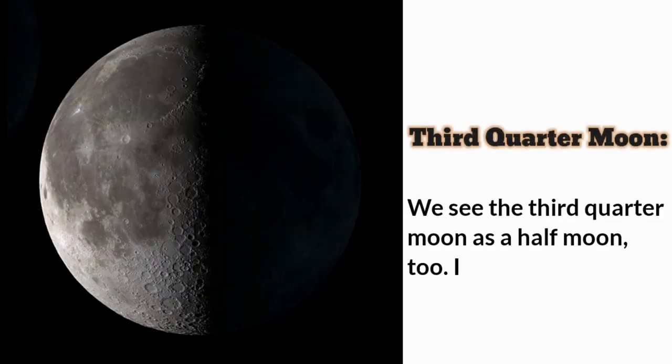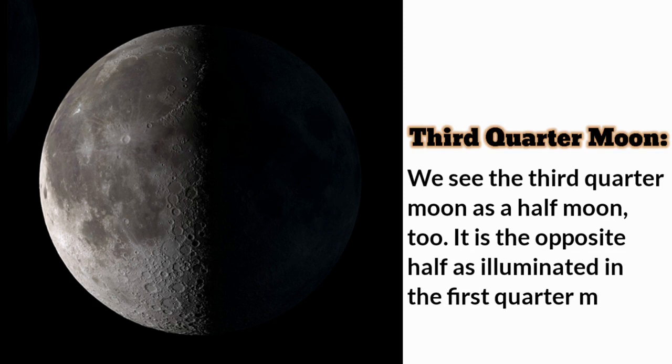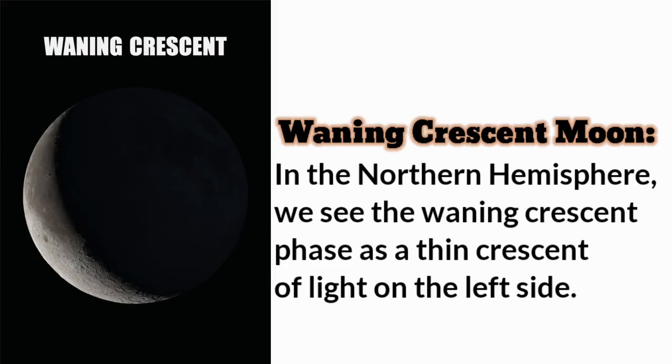Next, third quarter moon. We see the third quarter moon as a half moon too. It is the opposite half as illuminated in the first quarter moon. And the last, waning crescent moon. In the northern hemisphere, we see the waning crescent phase as a thin crescent of light on the left side.